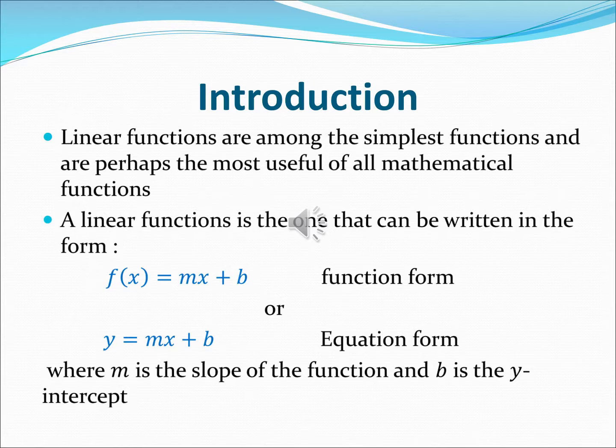A linear function is one that can be written in the form f of x equals mx plus b, or y is equal to mx plus b. The first one is known as function form. The second one is known as equation form. Here m is the slope of the function and b is the y-intercept.